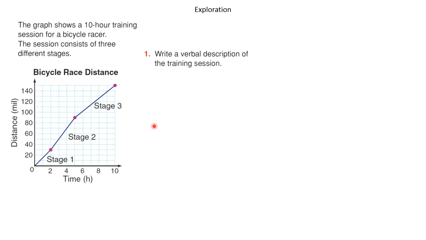All right, you don't have to write it. Say it out loud, say it in your head, but what is this doing? The second one, what is the cyclist's speed during each stage of the training session? Being that we measure speed in miles per hour, how do you think you would find speed from this graph?